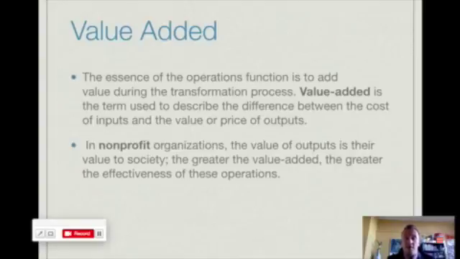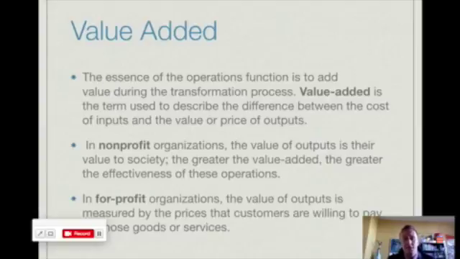In a nonprofit, the value of outputs is the value to society. So how nice is it to have fire protection from a fire department? The greater the value added, the greater the effectiveness of those operations. In a for-profit organization, the value of outputs is measured by the prices that customers are willing to pay for those goods and services. So it's a little bit different in its approach.